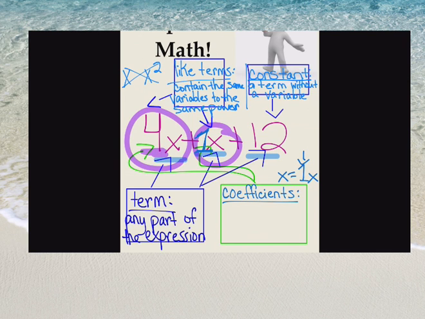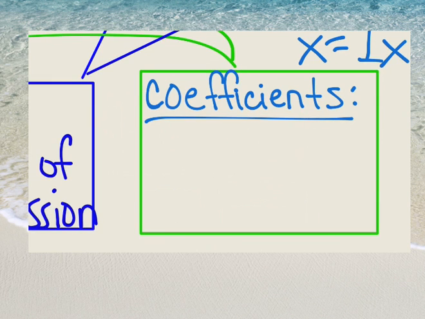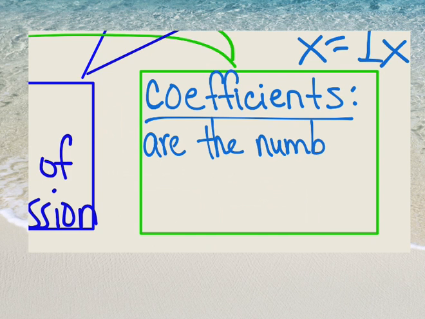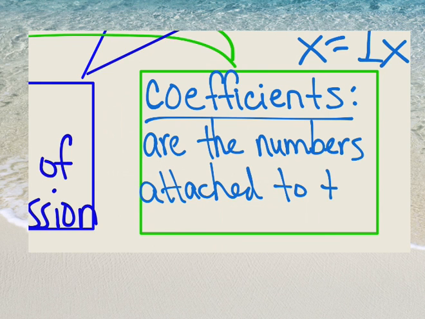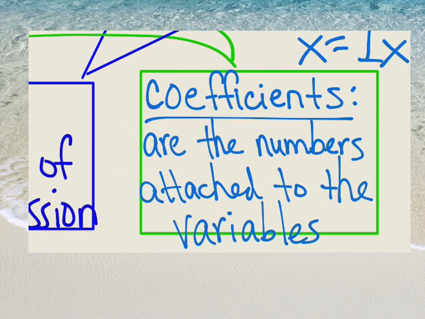And let's write down our definition for coefficient. Okay? Before we move on. So coefficients are the numbers attached to the variables. Okay?